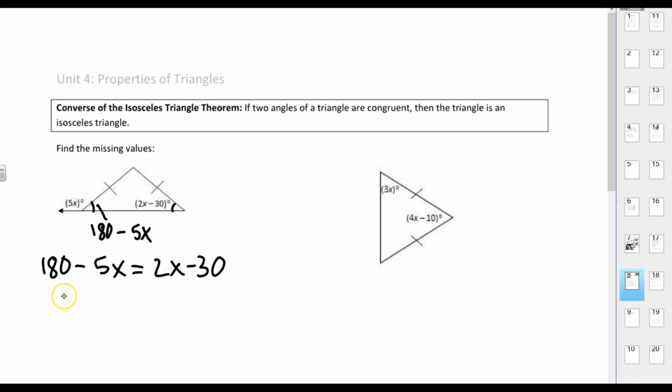So I end up getting, add the 30 over here, 210 is equal to, add the 5x over here, 7x. So I get that x is 30 degrees. Easy enough. Now looking over here, I have an isosceles triangle.